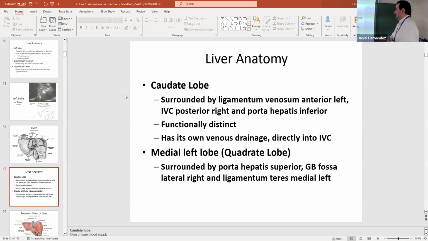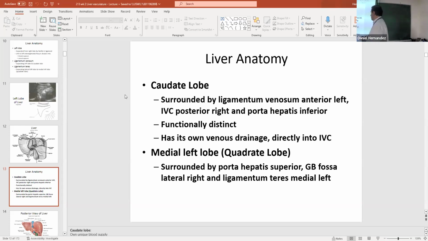So the caudate lobe is surrounded by the ligamentum venosum anterior to the left, the IVC posterior to the right, and the porta hepatis inferiorly. The unique thing about the caudate lobe is that it's functionally distinct, so it kind of operates on its own, independent of the rest of the liver. That's why a lot of times when you see patients with cirrhosis, their left lobe and particularly their caudate lobe looks huge in comparison to their right lobe. They'll have a shriveled up, terrible looking right lobe of the liver, but their left lobe, and particularly the caudate lobe, is massive, because it's functionally independent.